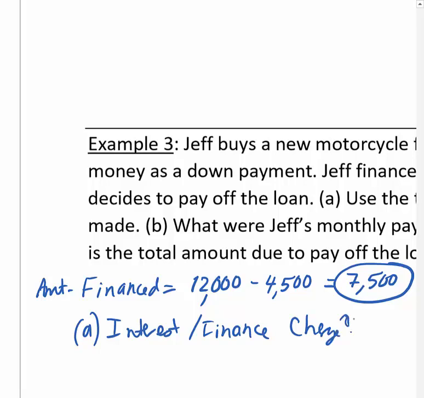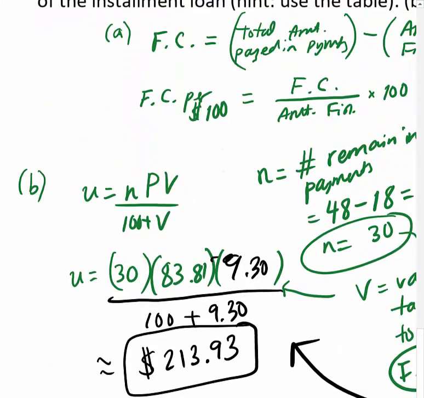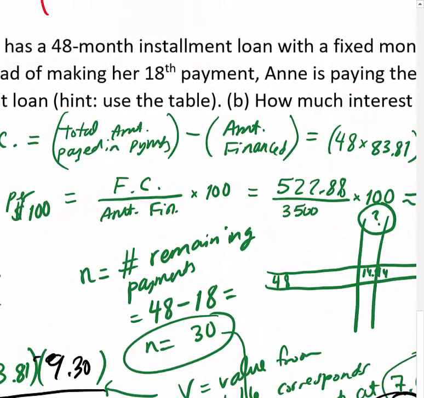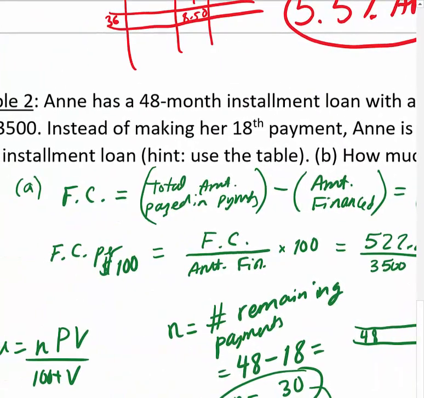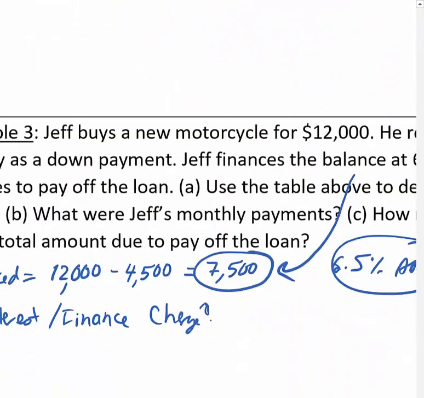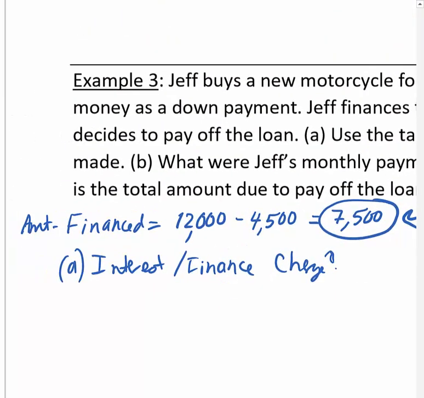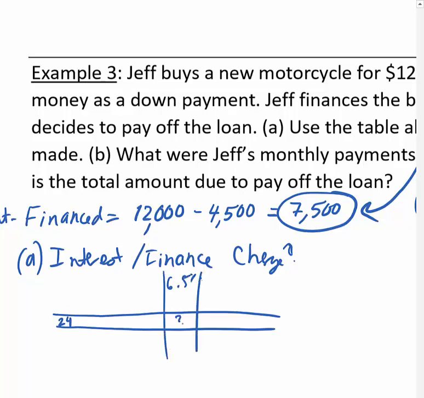Alright, so how are we gonna do that? Well, we're gonna work backwards from what we did in part A in the previous problem. In the last problem, the first thing we did was find the finance charge, and then we went to find the APR. But this time we know the APR and we want to go backwards. So I'm gonna go to the table and figure out, if I had made 24 payments, so I'm looking at the row with 24, and the APR, 6.5%. I want to see where those line up.